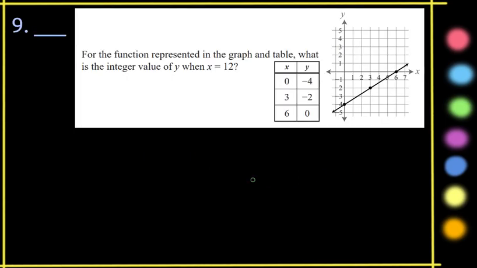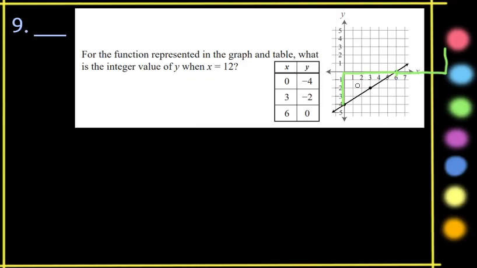All right, let's move on to problem 9. This one says, for the function represented in the graph and table, what is the integer value of y when x is equal to 12? Okay, so you can see from the table and also from the graph that every time we go up 4, we're going over 6. And they want to know what happens when we get all the way over to 12. So that means we're going to be going over 6 more, and so we're going to be going up another 4.